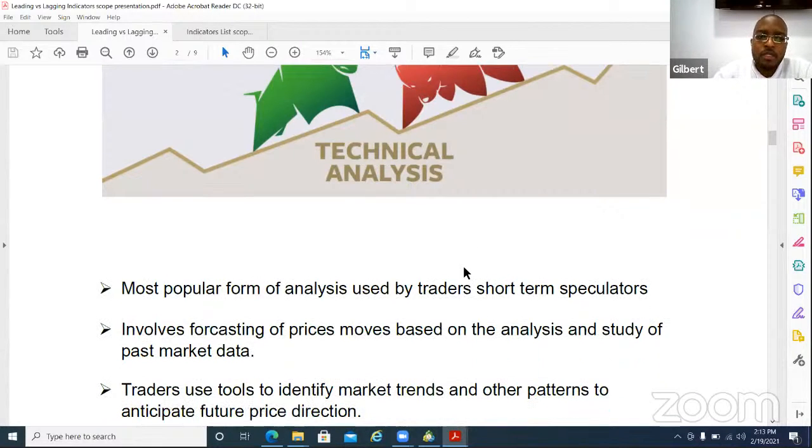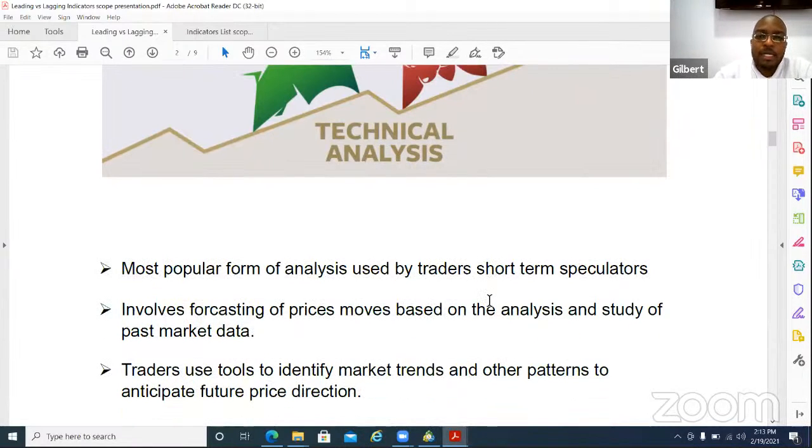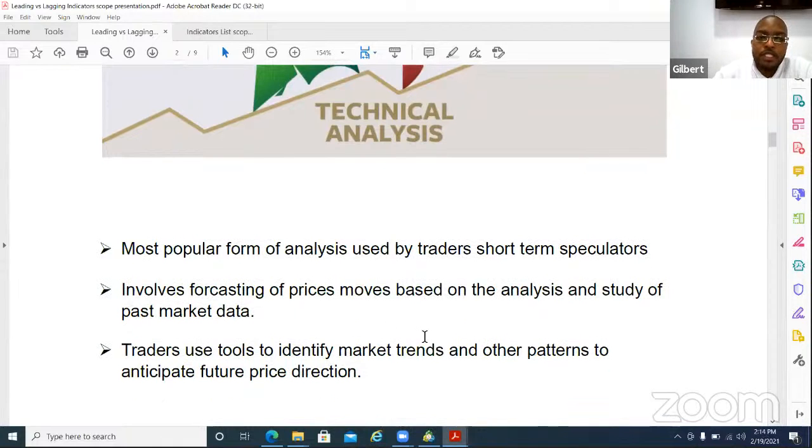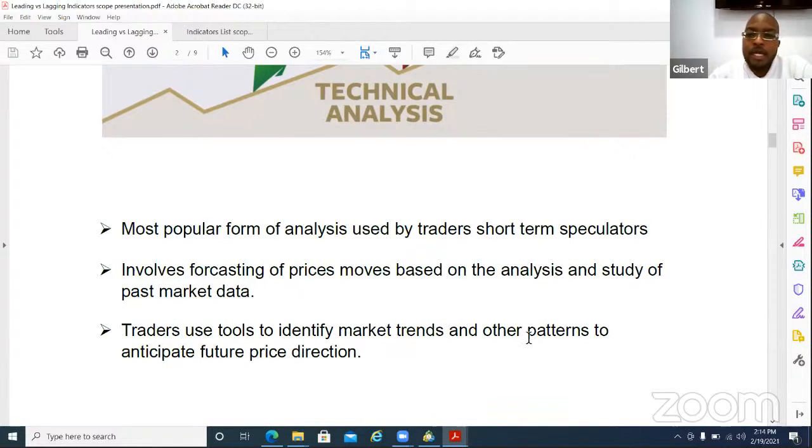So if you're a long-term investor, then you'll be concerning yourself mostly with fundamental analysis, both in Forex and also in stocks. So technical analysis is used by short-term traders mostly, and it involves forecasting prices based off of past analysis. So what you're looking to do is analyze past price movements in order to identify repetitive patterns, and then use those patterns as you come across them in future. You'd be able to project where the prices are likely to go. So that is technical analysis. Now, traders use tools to identify these market trends and patterns to anticipate future price direction. So it involves studying the past to be able to understand the market.